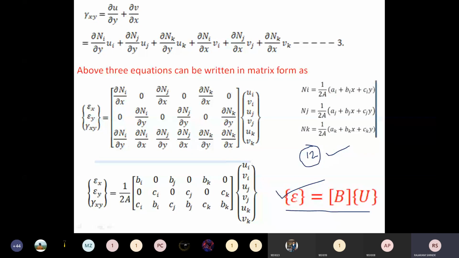You have to remember this equation, and depending upon the problem, you have to select the strain matrix, B matrix, and U matrix. Depending upon the problem or element, you select the type of element. You select this epsilon matrix, B matrix, and U matrix. Okay. Any doubt here? Any doubt?